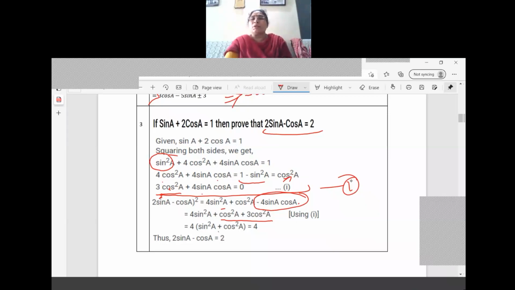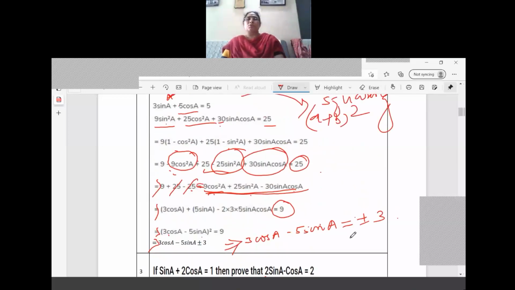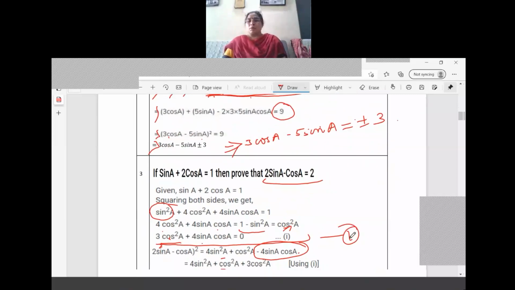Now take out the root. 2 sin A minus cos A equals 2 is written here. Actually we should write plus or minus 2, right? In multiple choice questions, according to the values given, you can write the answers. So for the last question and this question, we follow the same pattern: squaring on both sides.